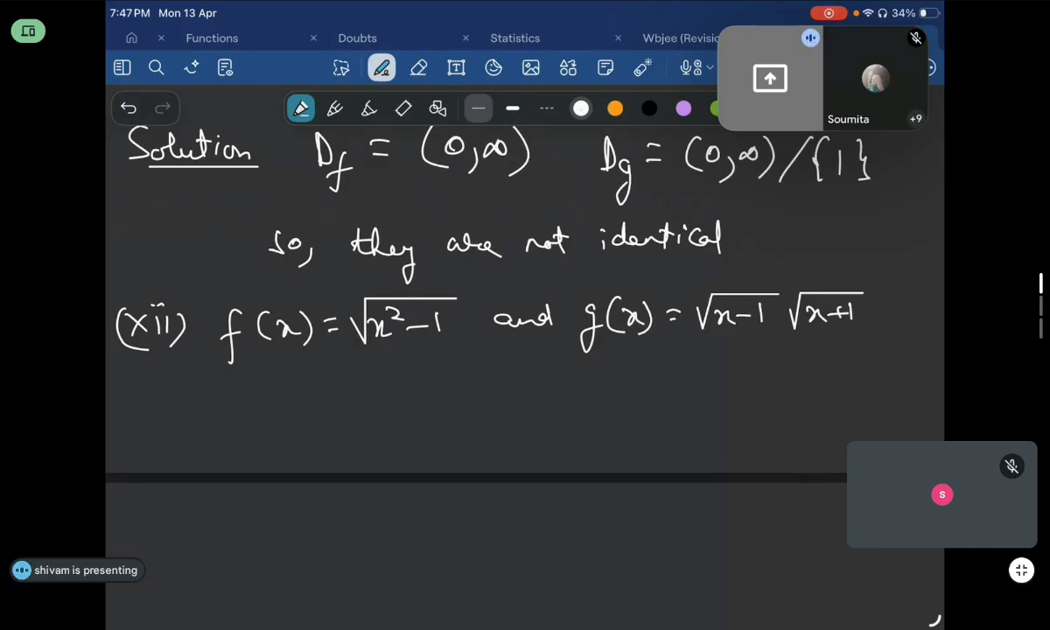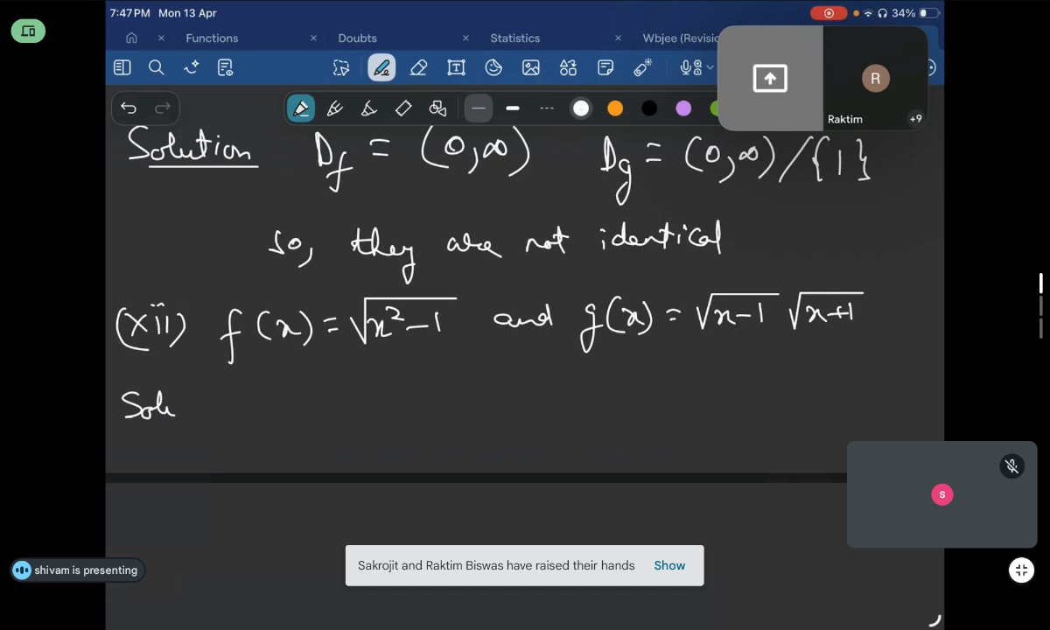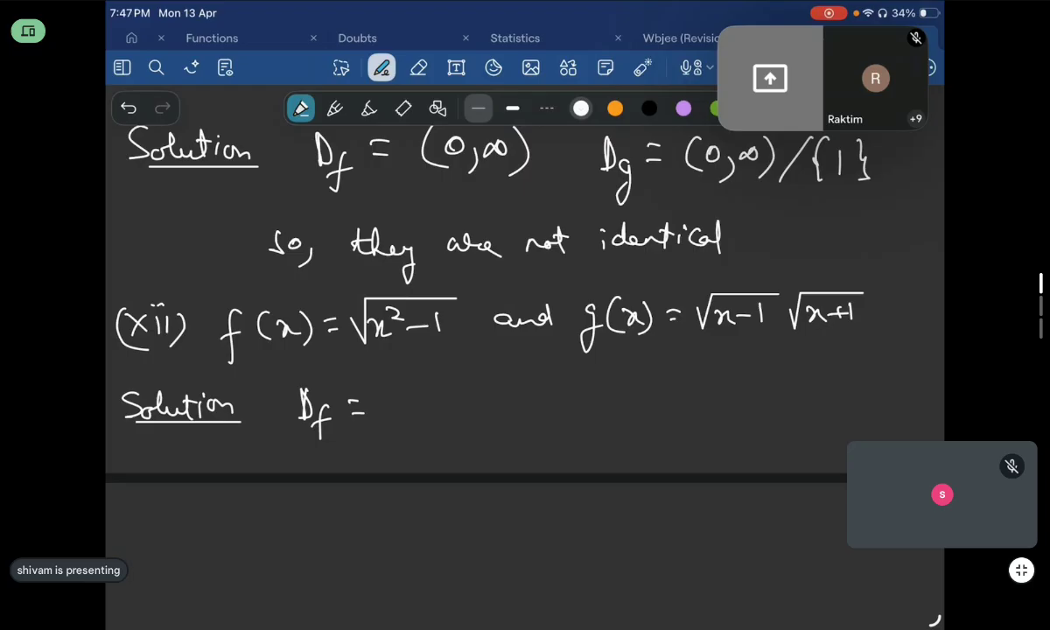Yes, Raktim, tell me. Not identical. The domains are not same. Exactly, not identical. What is the domain of f? All real. Are you sure? Sir, 0 will be excluded from the set of reals. Okay, so we can substitute 0.5, right? Sorry, to be specific, minus infinity to minus 1 closed, union 1 to infinity. Correct, correct.